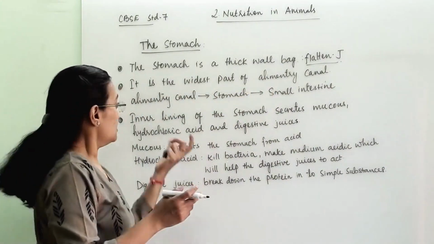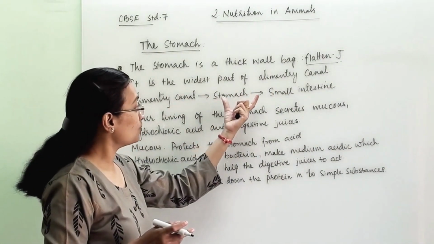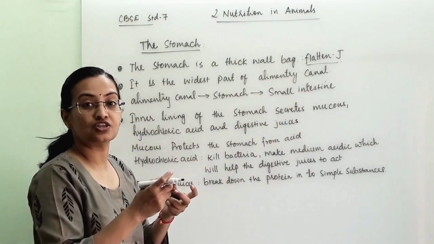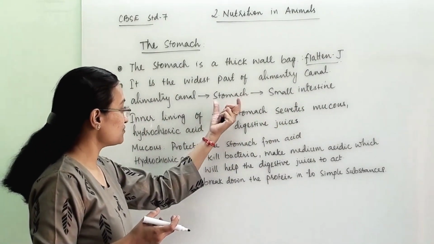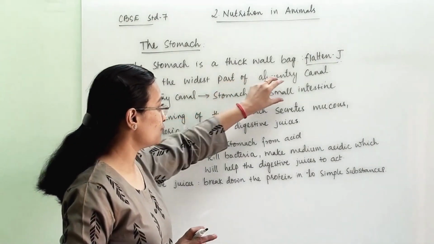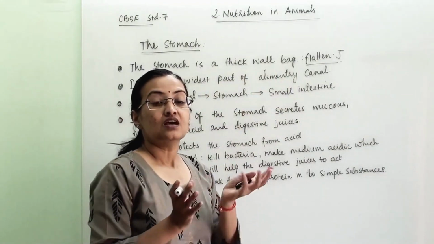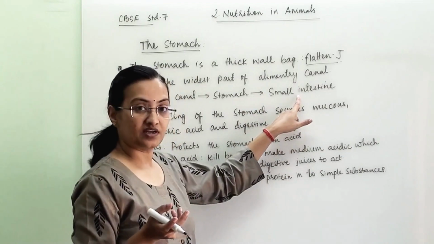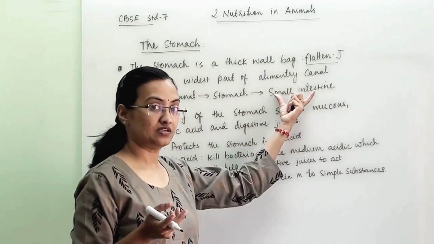We know that the alimentary canal opens up at the stomach, and the stomach opens up at the small intestine. The alimentary canal's function is to take food particles to the stomach. Now what is the function of the stomach? That we are going to learn over here. From the stomach, food will go to the small intestine. So the stomach has an inlet at the alimentary canal and an outlet at the small intestine. So the stomach is in between the alimentary canal and the small intestine.